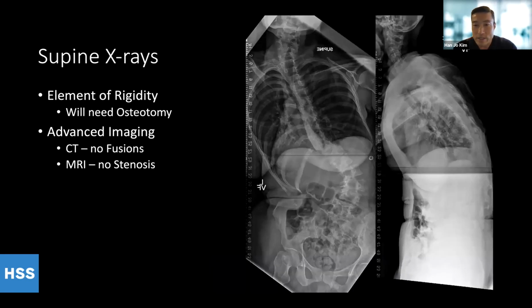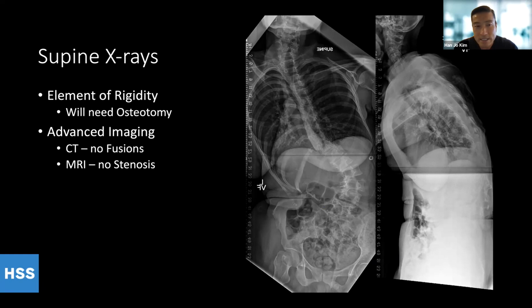The supine X-rays are really helpful also. So in this patient's supine X-ray, you can see it's pretty rigid in the coronal and the sagittal plane. There's persistent kyphosis. You could see that there's also persistent coronal decompensation. The rib is now articulating with the left-sided iliac crest. And I could tell you that when I look at a supine radiograph like this, what it tells me is that I'm probably going to need an osteotomy.